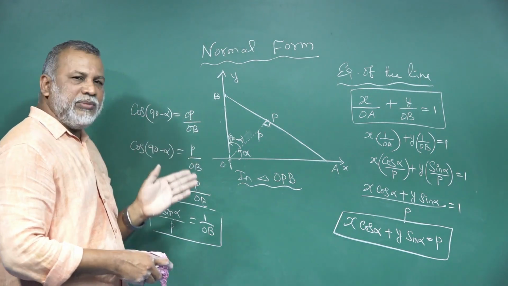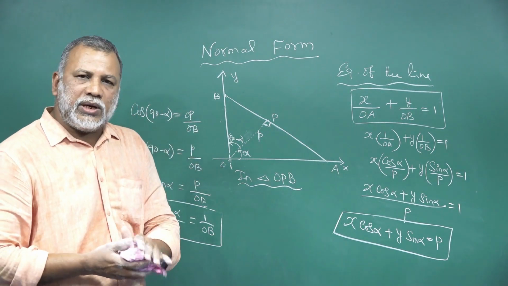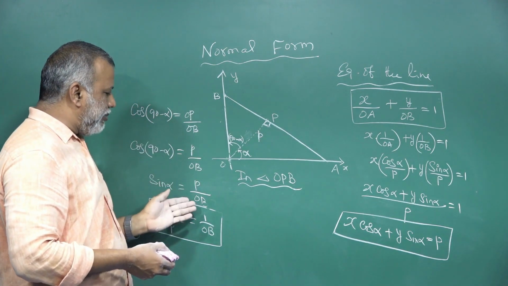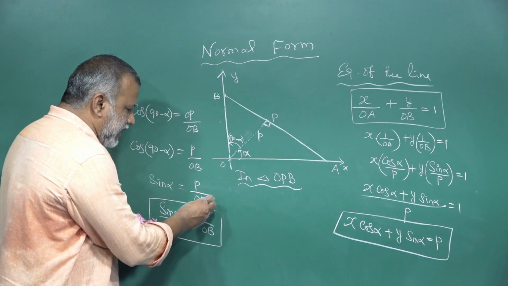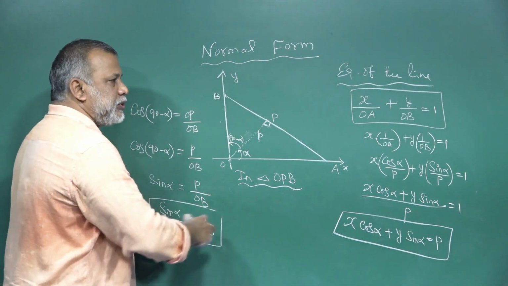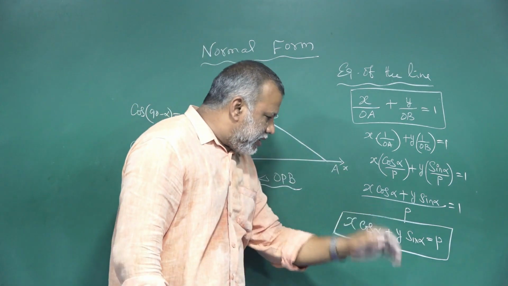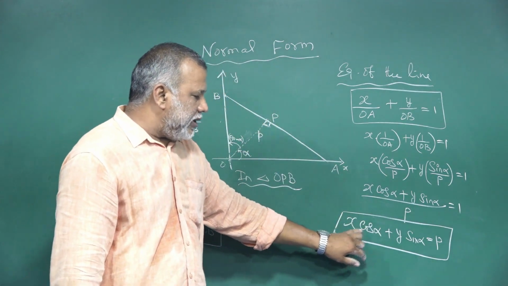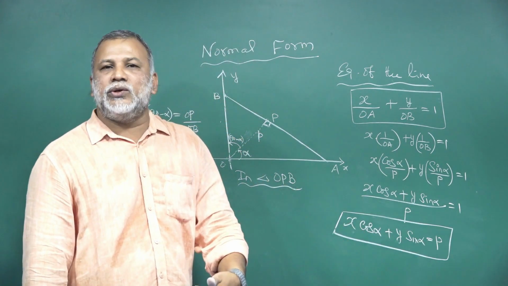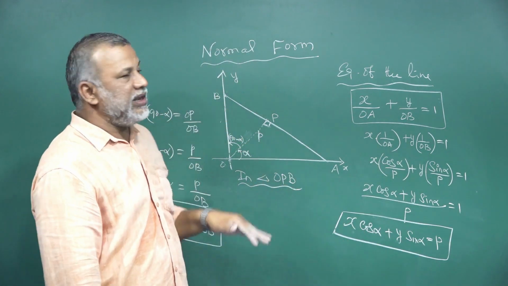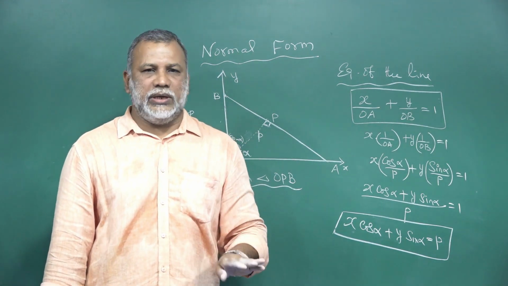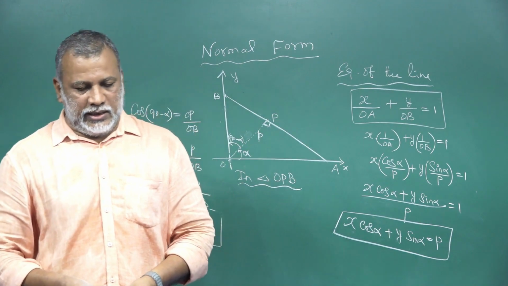Cos of 90 minus theta, you have already used in your trigonometry, is equal to sin theta. Then p by OB. Then we need 1 by OB is equal to sin alpha by p. Substitute here, simplify, and you get the new formation: x cos alpha plus y sin alpha is equal to p. So dear students, take down the notes clearly. The second derivation is the parametric form. Hereafter we are going to derive it. Take down the notes clearly.